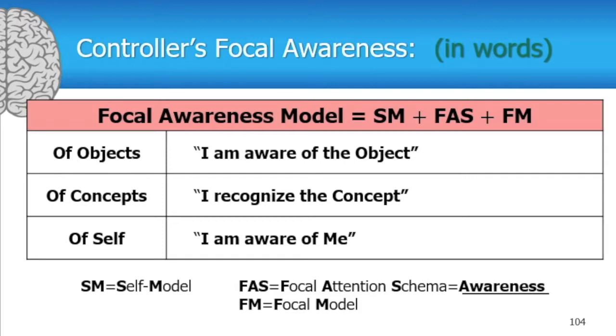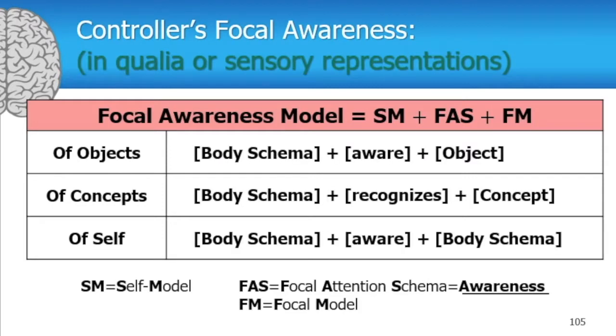Now let's look at a controller's focal awareness models using the sensory body schema part of the controller self model. Remember that the controller consciousness is composed of the modeler combined with the controller. So in this case, the controller consciousness inherits the modeler's phenomenal awareness, which are experienced as qualia, or sensory representations, while using the controller's sensory body schema self-model. Thus, the experiences are the body having sensory phenomenal awareness experiences of an object, a concept, and the model itself. The qualia or sensory experiences are body aware object, body recognized concept, body aware body.